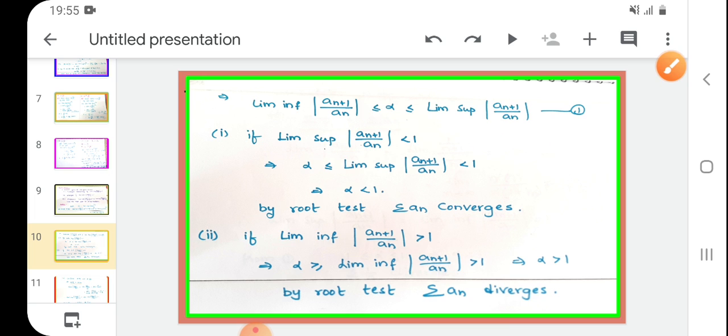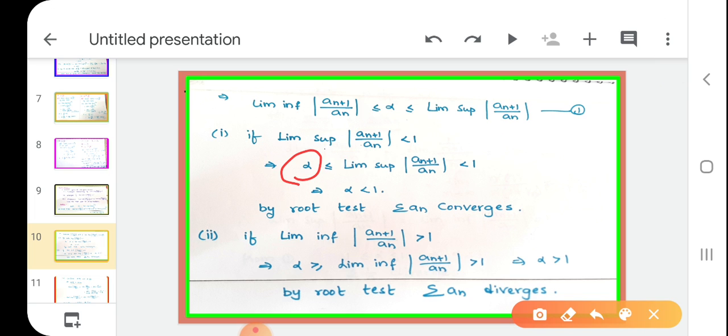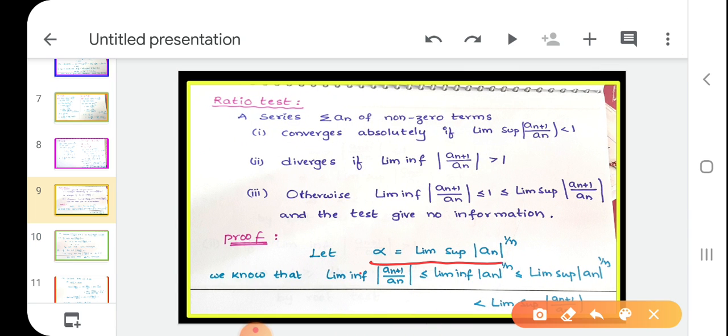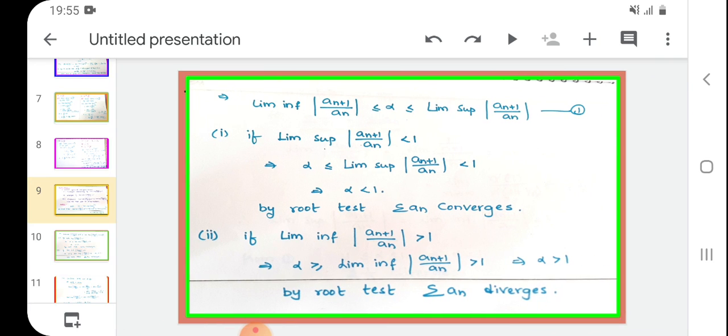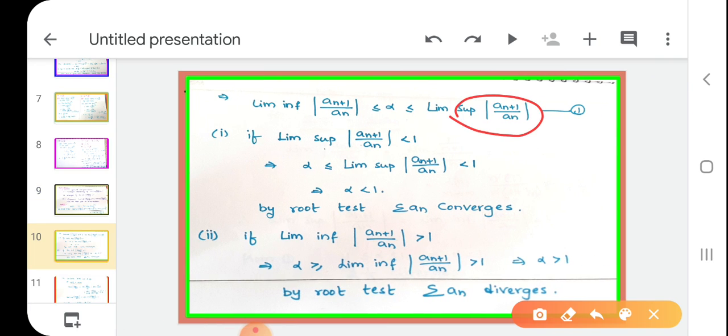Alpha is the limit value of the supremum of a_n^(1/n). By the root test, if alpha is less than 1, what do we say? It is convergent. Similarly, here also alpha is the limit supremum of a_n^(1/n). Here I take the limit supremum of a_{n+1}/a_n less than 1, so automatically alpha is also less than 1. So I write it is convergent. Similarly, next I take the limit infimum of a_{n+1}/a_n greater than 1.